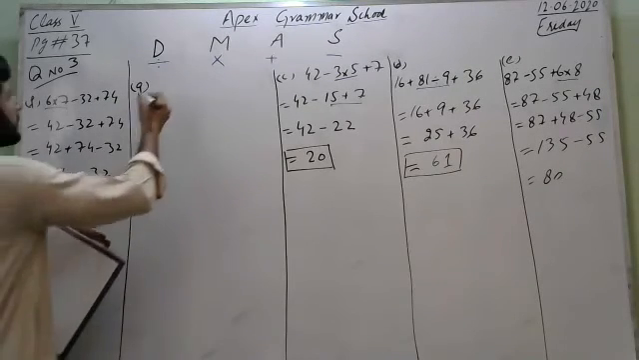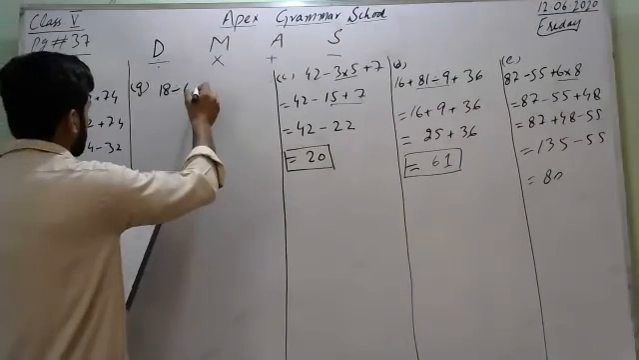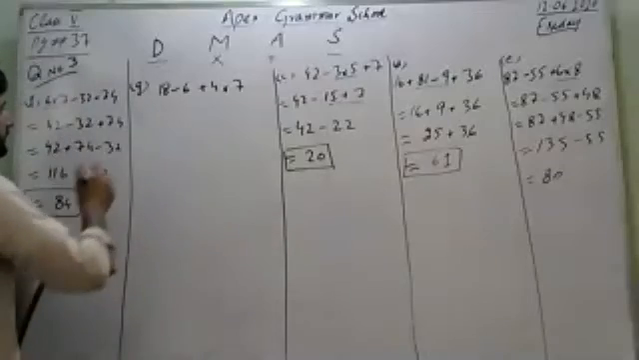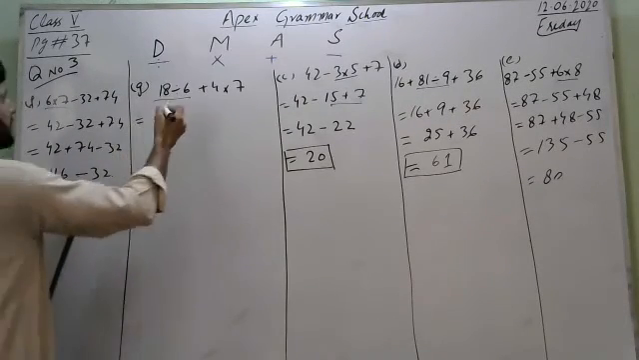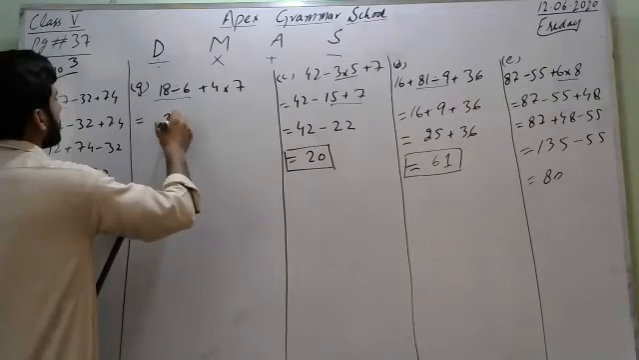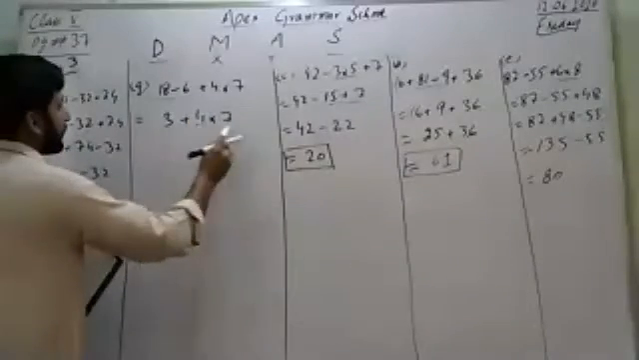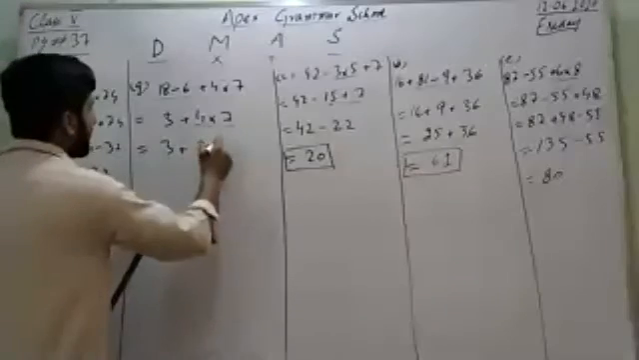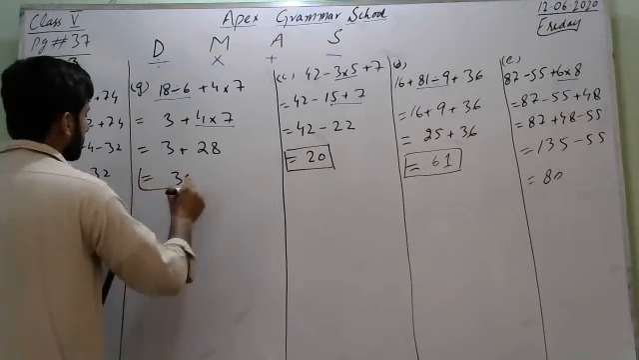G part is 18 divided by 6 plus 4 multiplied by 7. First of all, division. 18 divided by 6, answer is 3, plus 4 multiplied by 7. Now multiplication. 4 times 7 is 28. 3 plus 28, answer is 31.